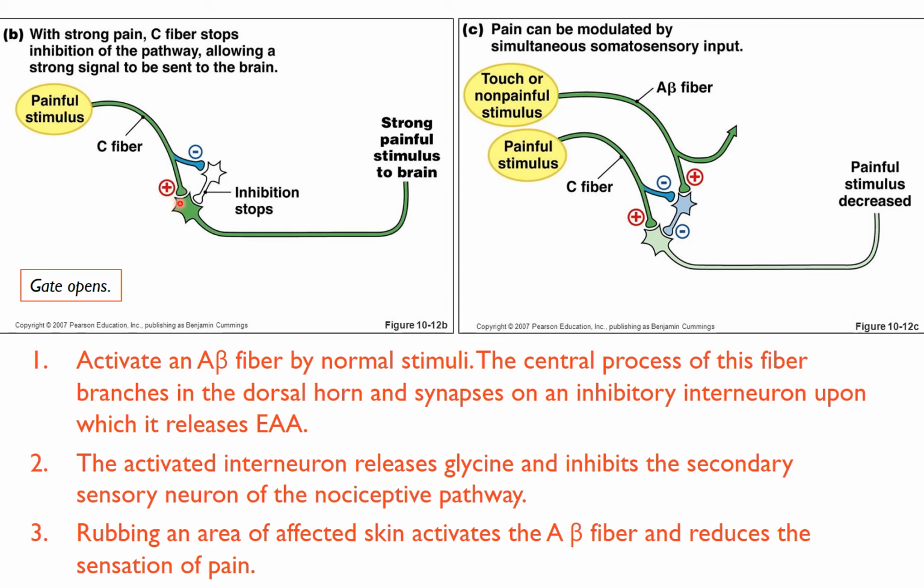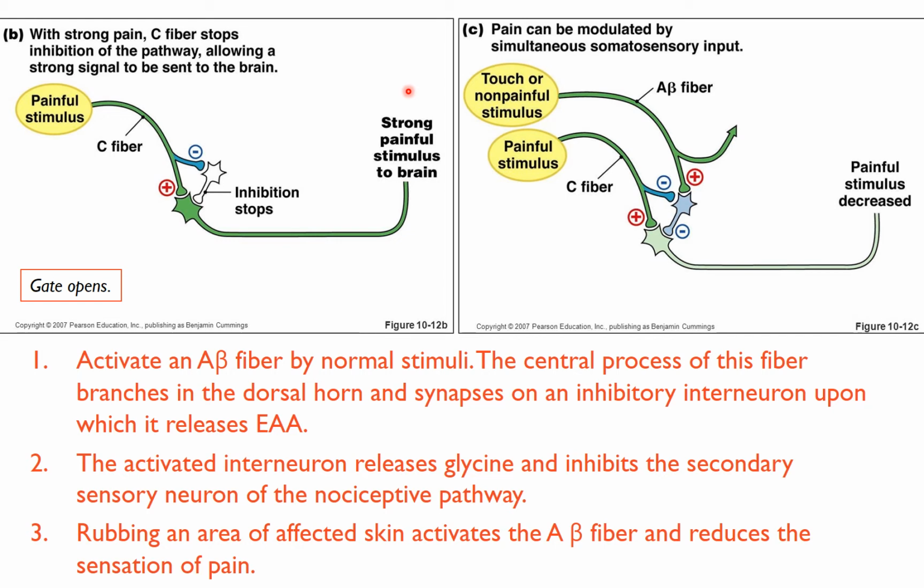That C fiber, if you think back to our previous section, what kind of neurotransmitters does it release? Well, it releases excitatory amino acids, such as glutamate, and neuropeptides into the synaptic cleft. It gets taken up on the postsynaptic side by the secondary sensory neuron. And then this secondary sensory neuron is activated and it sends on up through the chain a strong painful stimulus up to the brain. Okay, that makes sense. You're in pain, the brain knows you're in pain.